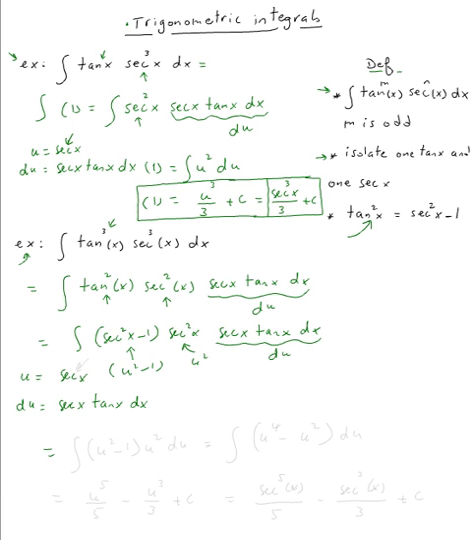So let me rewrite it here. This is going to be the integral of u squared minus 1 times u squared du. Now distribute, you get u^4 minus u squared du. This is an easy integral. That would be u^5 over 5 minus u cubed over 3 plus some constant. Then I'll go back and replace the u by secant. This will be secant^5 of x over 5 minus secant cube of x over 3 plus c, and we're done.